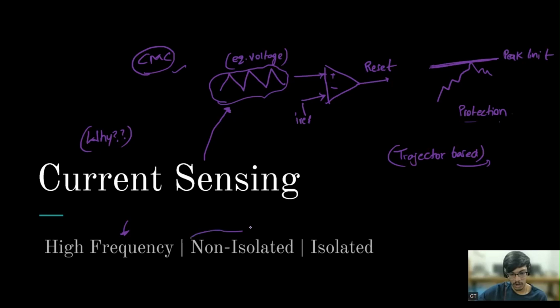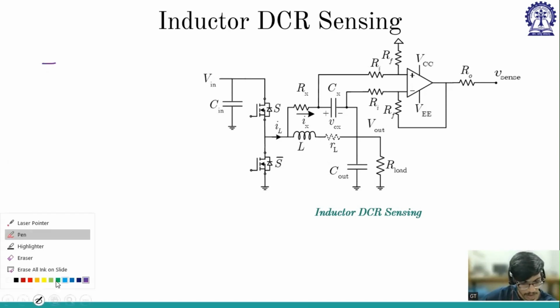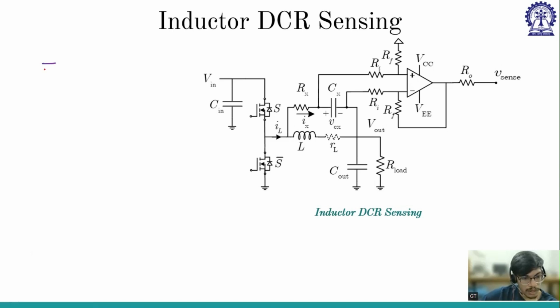There are many ways. One is the non-isolated way, and the other one is the isolated way. So coming to the non-isolated way, there is something called inductor DCR sensing, and we know that every inductor has its own DCR, L and R. So we will be tapping the voltage across this, and why we are putting R and C, I'll come to that point.